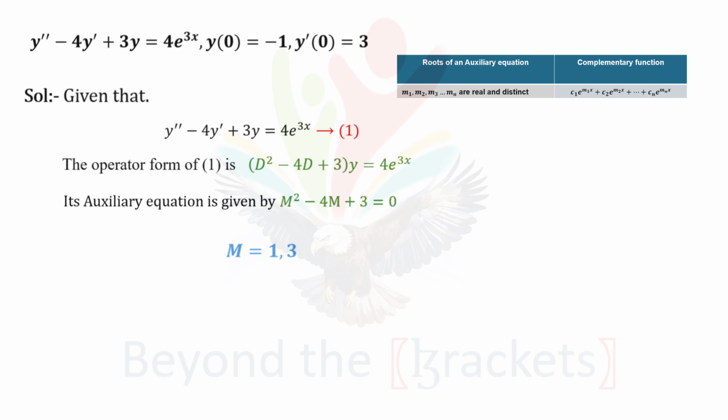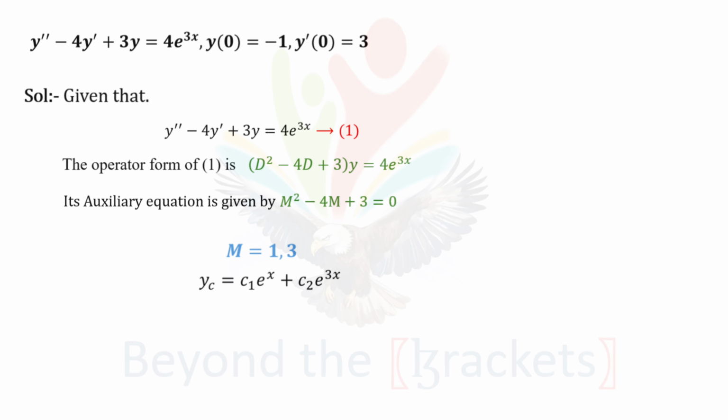Complementary function for these roots is given as yc is equal to c1 e power x plus c2 e power 3x. To find the particular integral, we write yp is equal to 1 divided by the operator form, that is D square minus 4D plus 3, into RHS, that is 4 e power 3x. Since the right hand side is an exponential function, this comes under type 1, where D is replaced with a, which is the coefficient of x, and in this case it's 3.